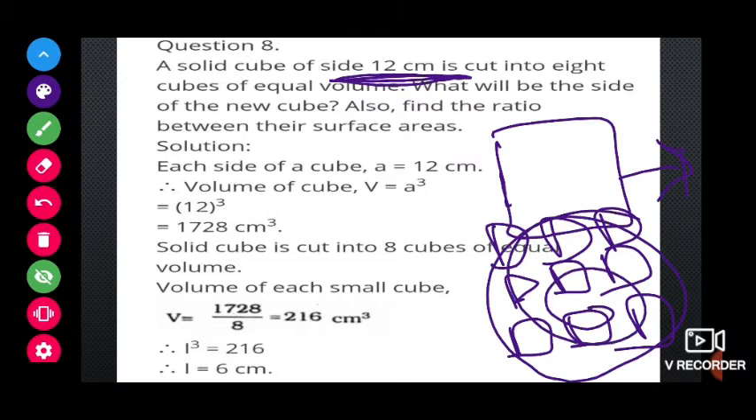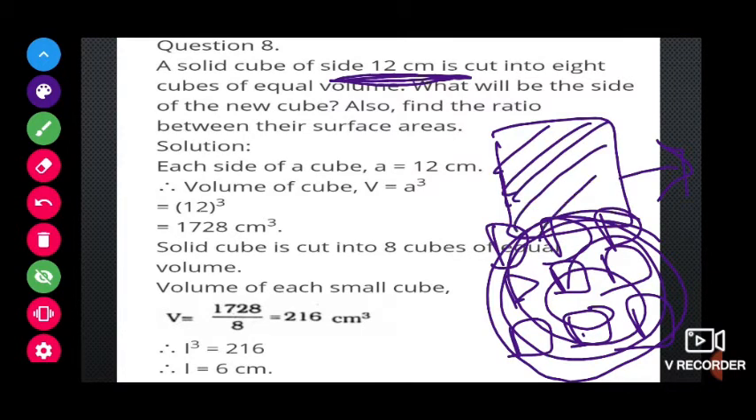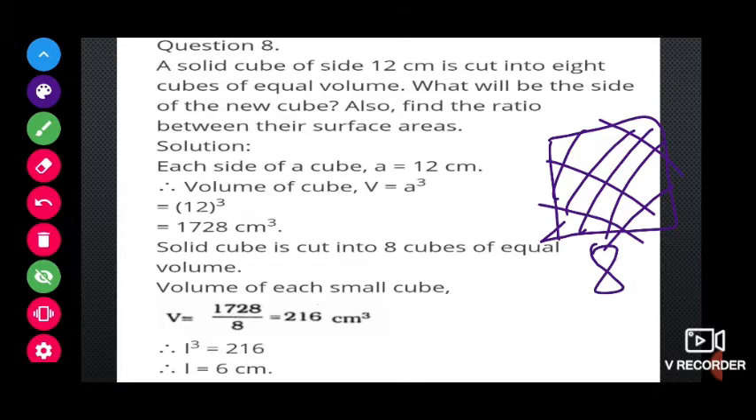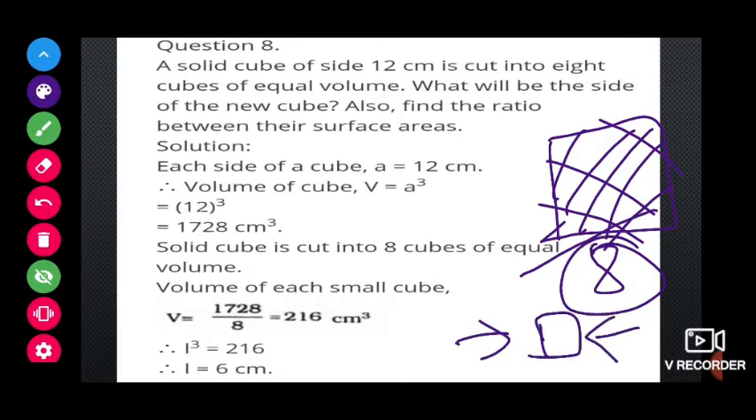The total volume of these 8 small cubes is equal to the total volume of the bigger cube, no? So if I find the volume of the bigger cube and divide it by 8, that will be equal to the smaller cube's volume. If I know the volume of the cube, then it is easy to find the side of the cube. That's what they are asking. And also find the ratio between the surface areas.